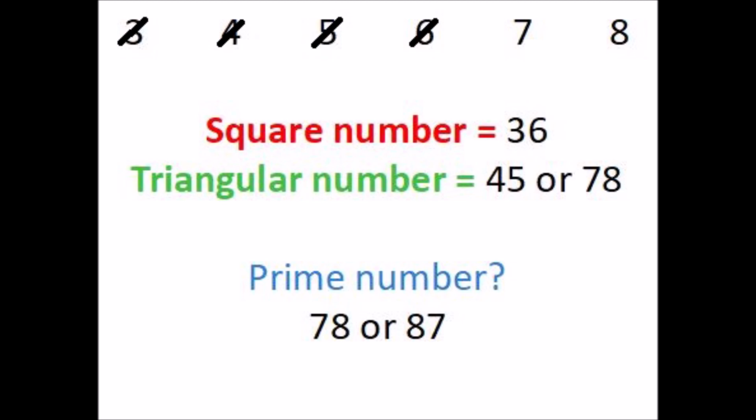Now if you assume the triangular number is 78, then the prime number must either be 45 or 54 because there's only the digits 4 and 5 left. But 45 isn't a prime number because it can divide by, for instance, 5, and 54 is an even number, so again that's not a prime number because it can divide by 2. So that means that the square number can't be 36, because the triangular number would have to either be 45 or 78, but then there's no prime numbers that could go with those two other numbers.